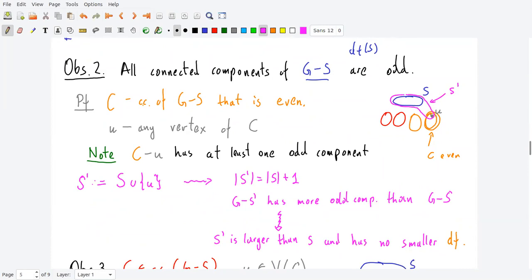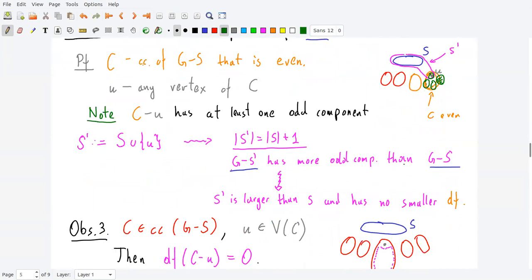So what happens? This even component got dissolved, broken into several further components. It was even before, and I removed one vertex. So apart from this vertex, the total number of vertices in those components must be odd, and therefore at least one of them must be odd, right? So in total, we have extended the size of S by one. The size of S prime is the size of S plus one. And also, by adding u to S, we made at least one more odd component of G minus S prime. So in other words, G minus S prime has more odd connected components than G minus S, because we gained at least one here, right?